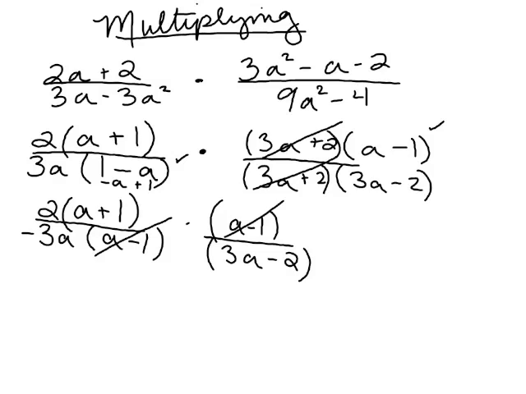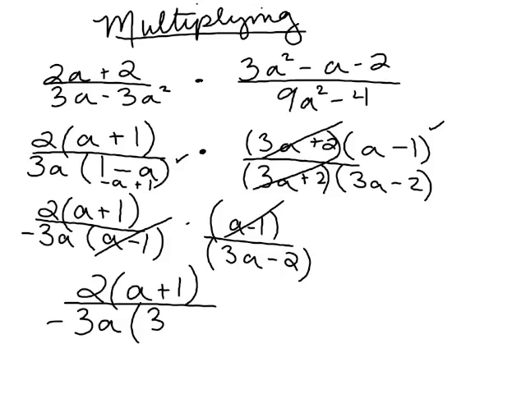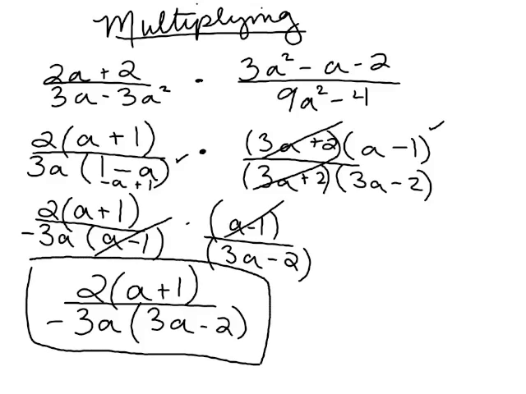Then my final answer, I'll have 2 times (a + 1) on top. My other top terms are all gone. Then I'm going to have negative 3a times (3a - 2) for my bottom term. And remember, it doesn't matter if my negative is on the top term, on the bottom term, or right in the middle. They all mean the same thing. So there's my final answer.